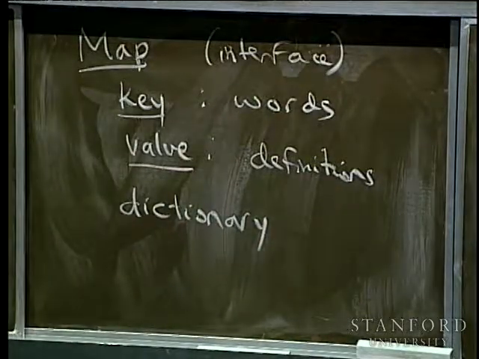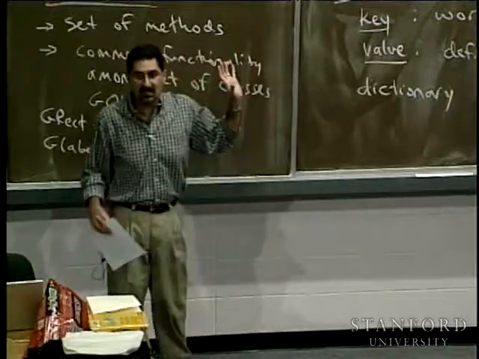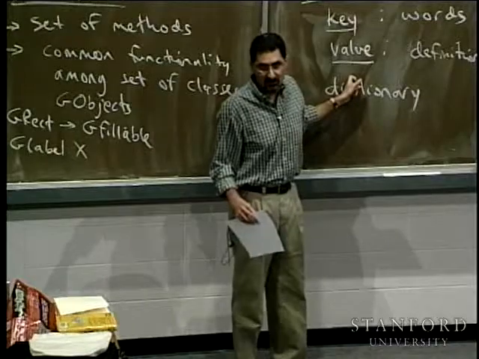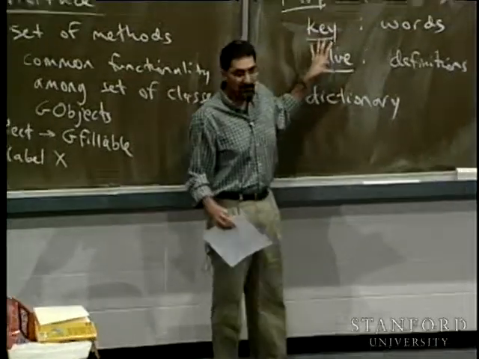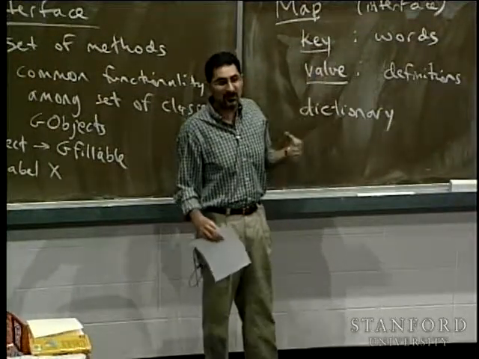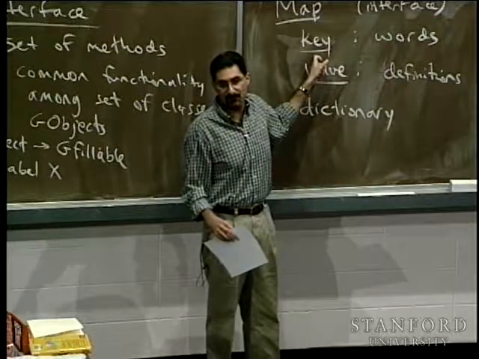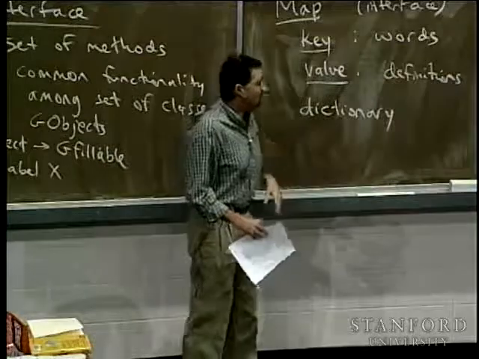So we like to think of a map in this abstract way: it's an association of a key to a value, where when we enter things, we enter both the key and the value together, and when we look things up, we say, get me the value associated with this key. So a dictionary is a simple example of that.